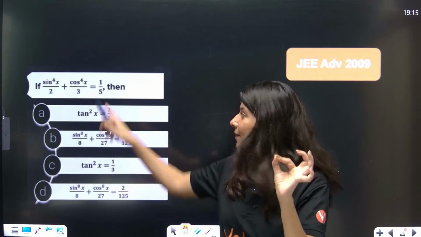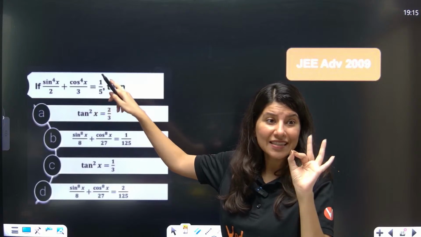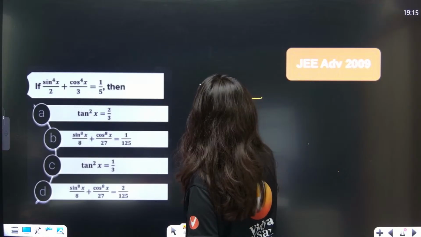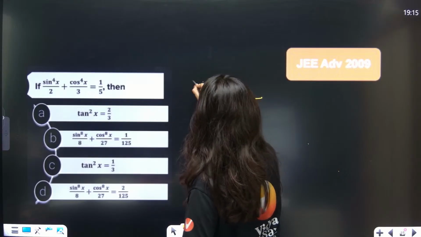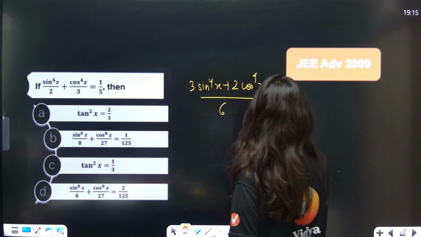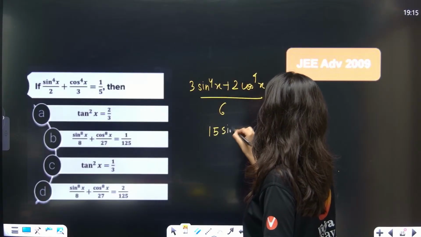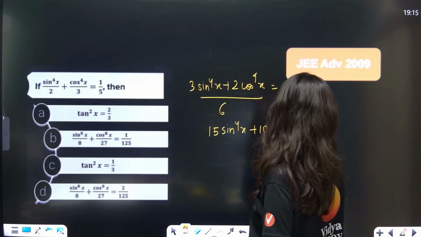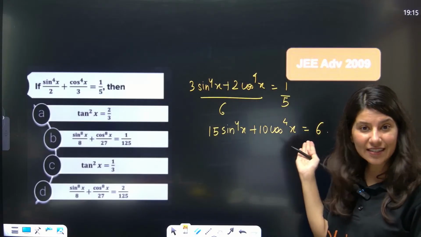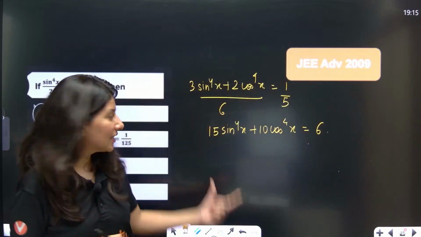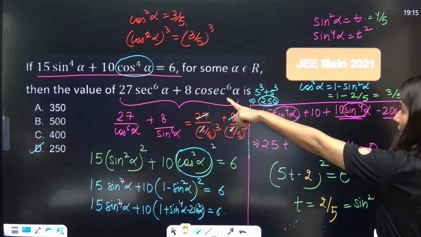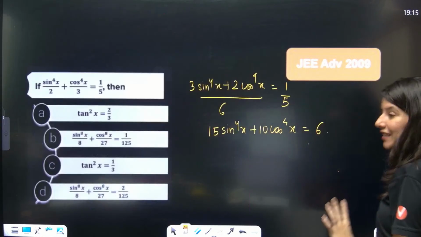Just one LCM. If you take it, you will see the same exact equation, right? Take LCM. So, ma'am, 6 sin power 4x: 3 sin power 4x plus 2 cos power 4x is equal to 1 by 5. 5 3s are 15 sin power 4x plus 10 cos power 4x is equal to 6. Can you see this? Are you serious? This is the same equation, exact. 10 sin power 4 alpha plus 10 cos power 4 alpha is equal to 6.